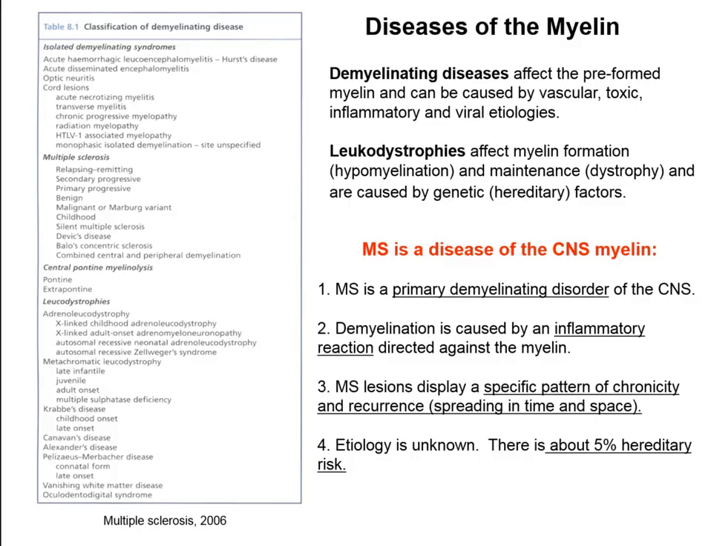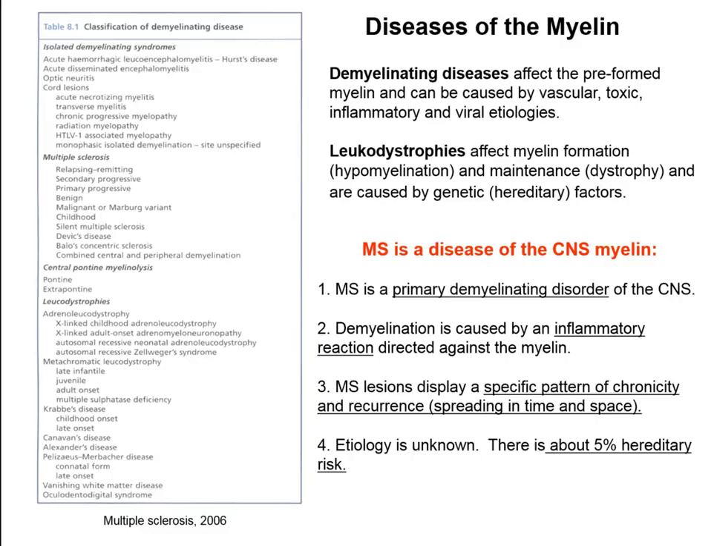Multiple sclerosis is the primary demyelinating disorder of the central nervous system. The demyelination is caused by an inflammatory reaction directed against the myelin, and multiple sclerosis lesions will display a specific pattern of chronicity and recurrence. These are lesions that are separated both in space and time. We will come back to this in a later slide. The etiology of multiple sclerosis is unknown. However, there is about a 5% risk that it will be passed down in families.